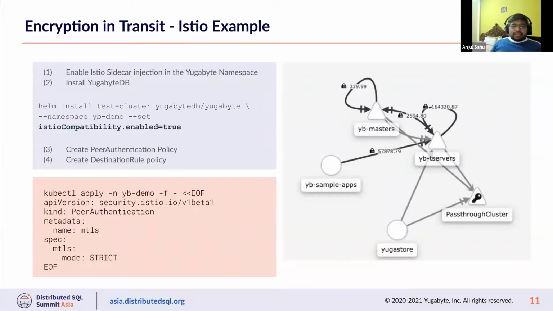Once this is done, it is applied on the whole namespace where the Yugabyte database is running. So it will be applied to all the components deployed under that namespace. It includes the tablet servers, the masters, and any other application or add-ons that you are running in that namespace.